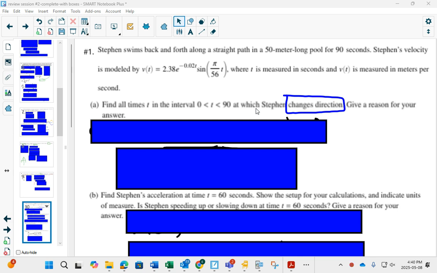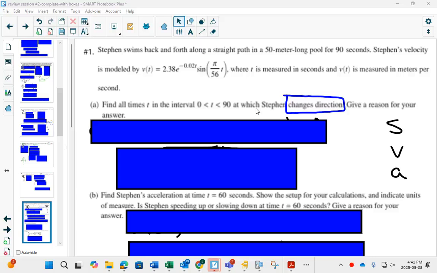Okay. Stephen swims back and forth along a straight path in a 50-meter-long pool for 90 seconds. Stephen's velocity is modeled by that equation, where t is measured in seconds, and velocity is measured in meters per second. So this is the order of our derivatives. Derivative of displacement is velocity, derivative of velocity is acceleration. And so we want to find all the times in which Stephen changes directions and give reasons for your answer.